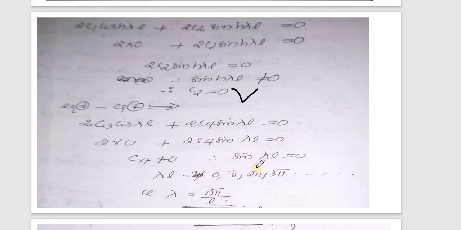So the only term that can become 0 is sin λL. But sin λL = 0 means, when is sin θ 0? When it is 0, π, 2π, 3π. So from this I can write, therefore λL is equal to 0, π, 2π, 3π. So λ is equal to nπ by L, where n can be 0, 1, 2, 3 like that.